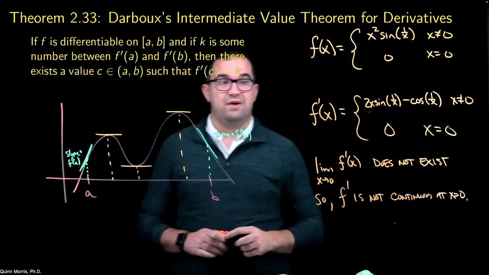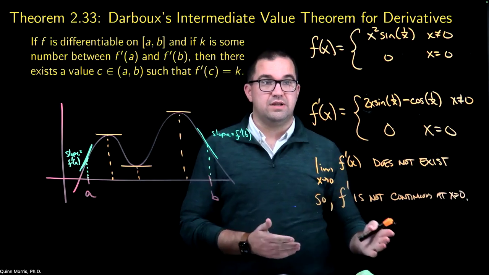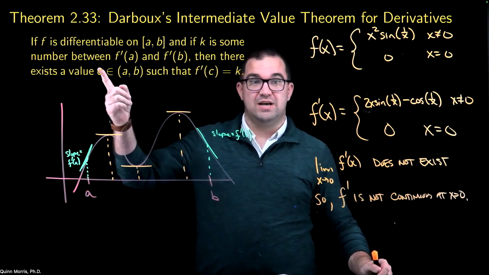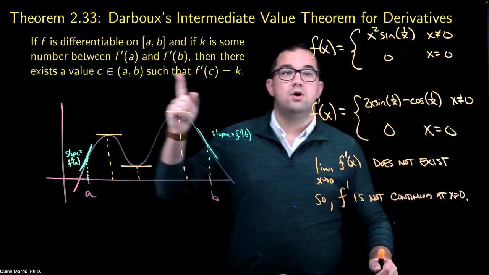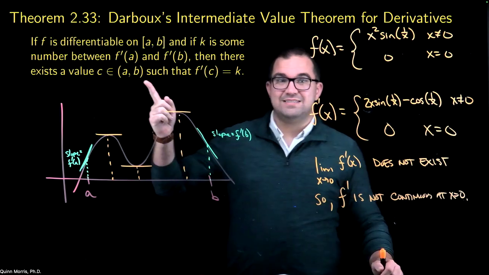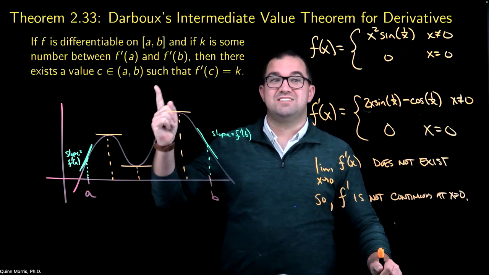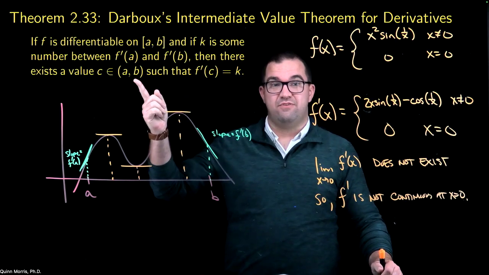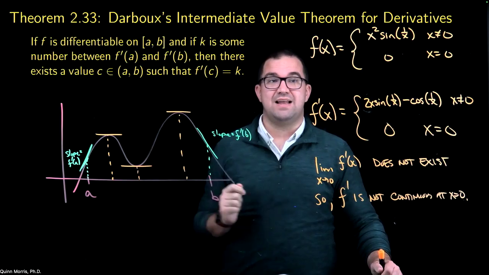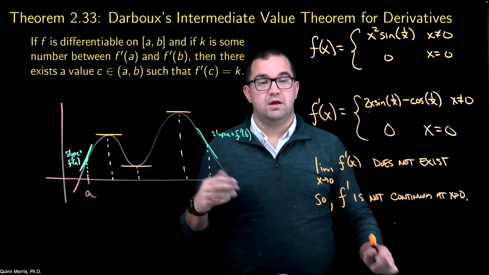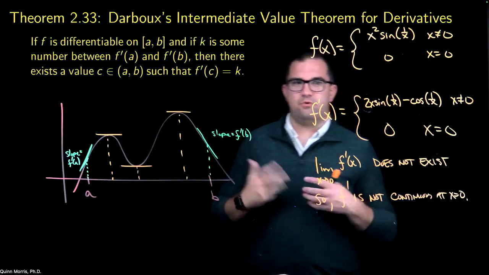Now, of course, if this function f prime were continuous, then the original intermediate value theorem would suggest that this has to be true. But what this is saying is it doesn't matter whether your derivative function is continuous or not. Just the fact that it's a derivative function means that it must satisfy this intermediate value property.